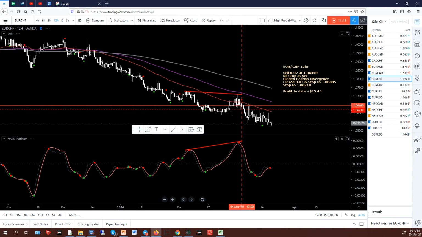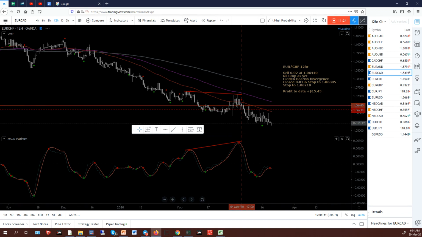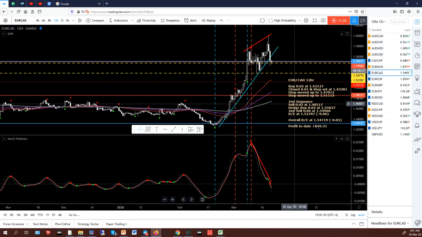Euro Swiss in a sell, stop in place, looking all right, no dramas. Euro CAD. So I took a buy, sell. That buy's got its stop in place. That's the first sequence. That's a buy there.